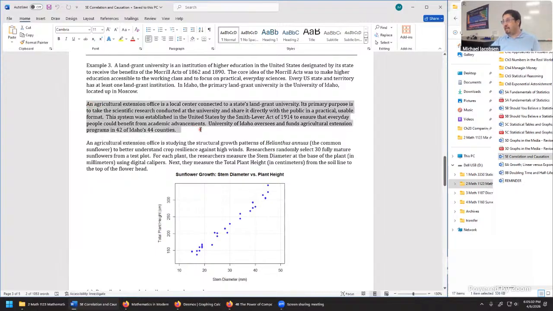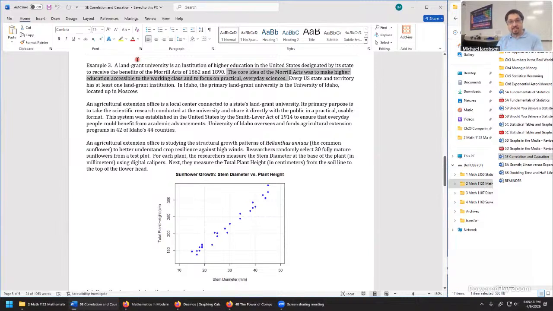So we defined an agricultural extension office here, but then there's even more to that. So here's where the problem really starts. It says, to start off the context, a land-grant university is an institution of higher education in the United States designated by its state to receive the benefits of the Morrill Acts of 1862 and 1890. So the idea was to make higher education accessible to the working class, focus on practical everyday sciences, and every single state in the United States has an institution designated in this way. Every state has a land-grant university.